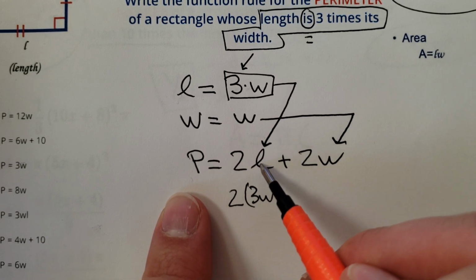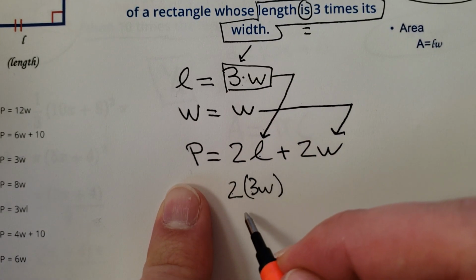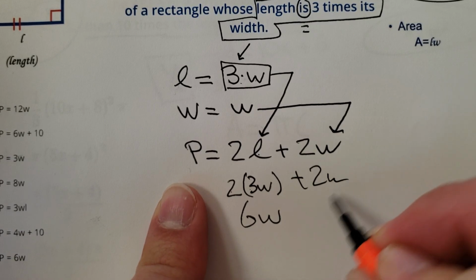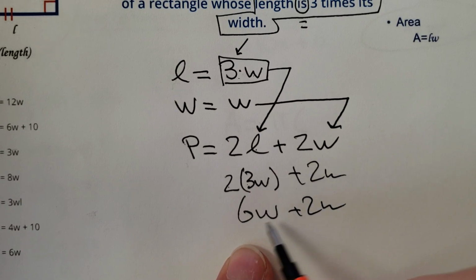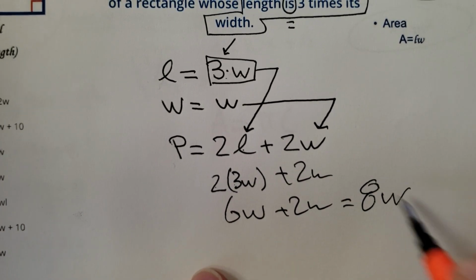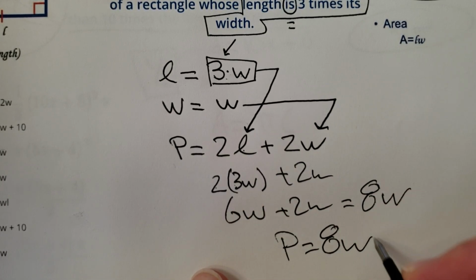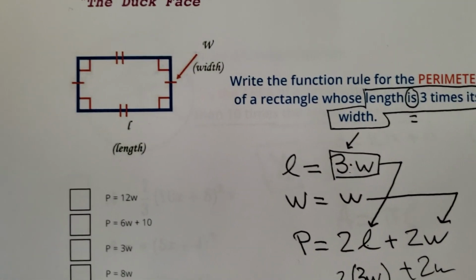3Ws, okay? The length is 3W, so if you have 2 3Ws, you would actually have 6 Ws plus 2 Ws plus 2 Ws. I'm just kind of rewriting my steps here. Let's see, that would be 8 Ws, I think. There we go. There it is. So the perimeter would equal 8 Ws. There we go. Okay. So another way to do this is you can actually write it on the picture.